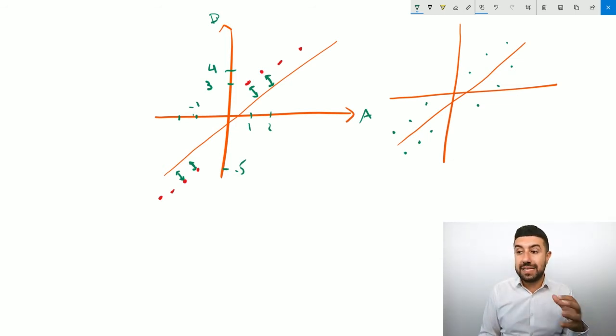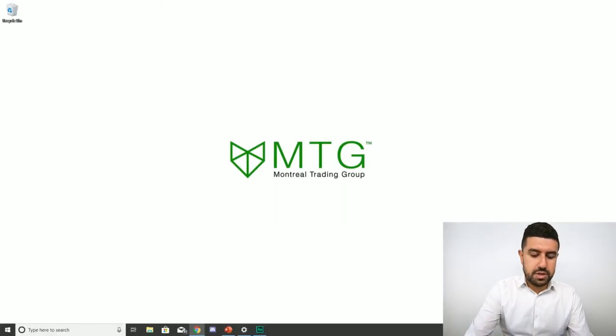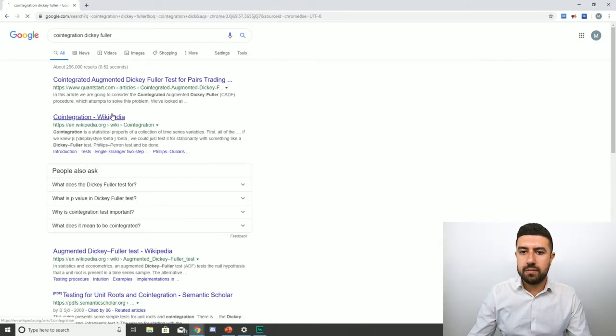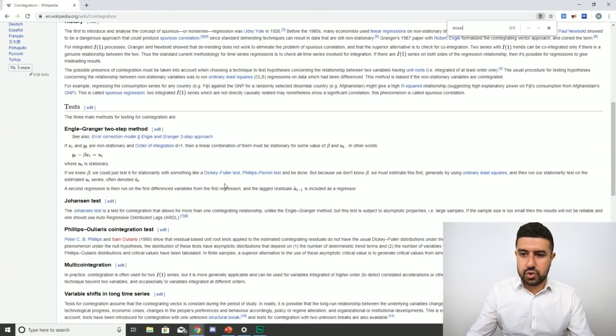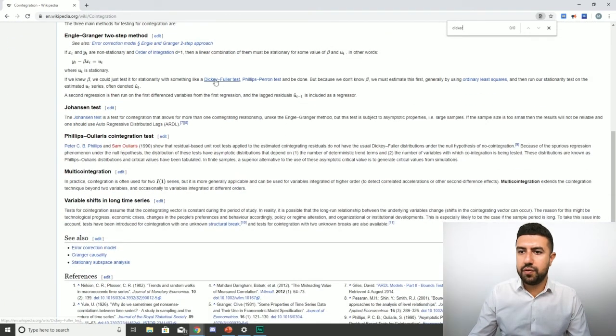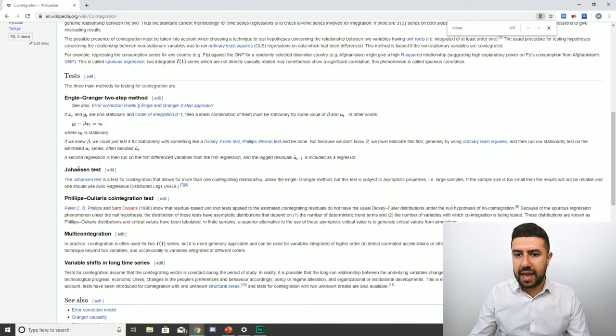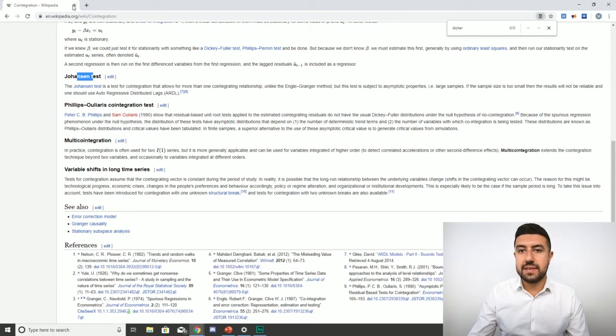Now, I'm not going to get deep into the math of co-integration, but you can read up on it. There's a bunch of books on it. There's a bunch of articles on it. To find good co-integration, you can do the Dickey-Fuller test or the Johansen test. So these are the tests for co-integration. You have the Dickey-Fuller test, you have the Engle and Granger two-step approach, and the Johansen test. Okay, so you have a bunch of different tests that you can do for co-integration.